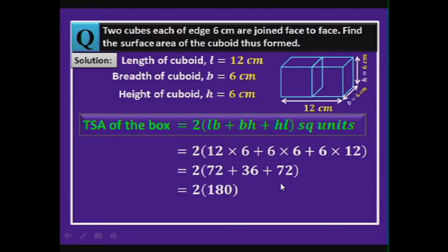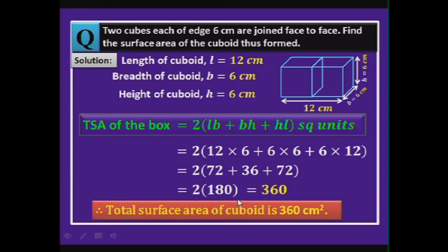On adding them again, you get 2 into 180. So, let us multiply them, children, you get 360. That means, the total surface area of the cuboid is 360 centimeter square. I hope you understood the problem perfectly, children. Got it? So, let us move on to our last problem, children.